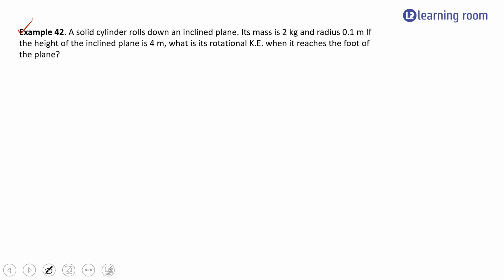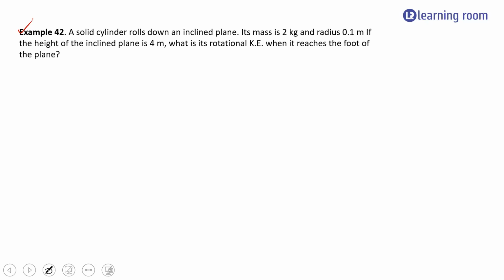They are asking what is the rotational kinetic energy when it reaches the bottom. So they are not asking the velocity, they are asking the kinetic energy. What kinetic energy? They are asking me the rotational kinetic energy. Rotational kinetic energy at that point will be how much? Half I omega square, where omega is v by r, where v is the velocity at that point.